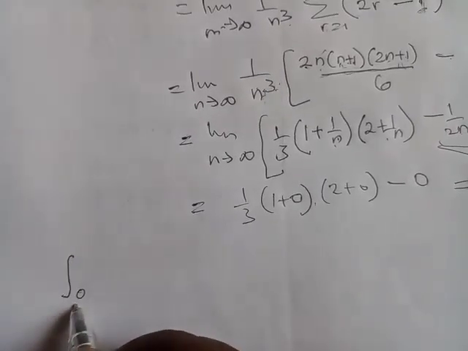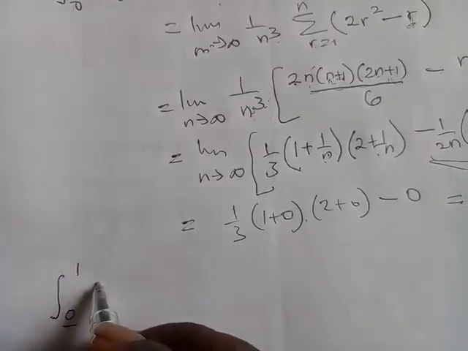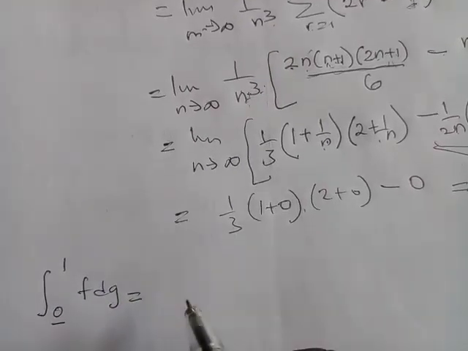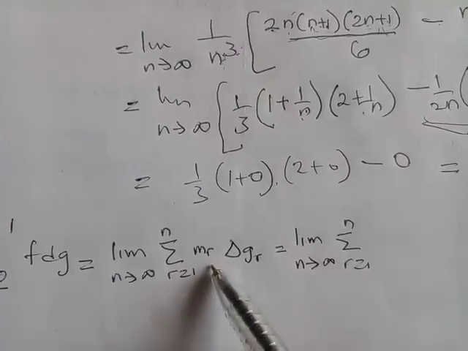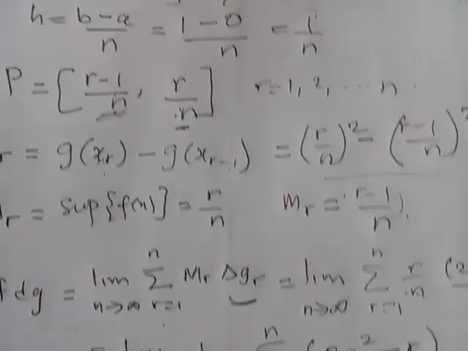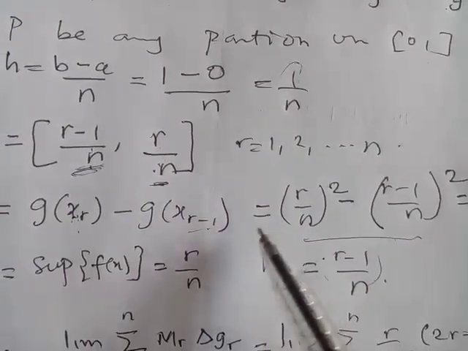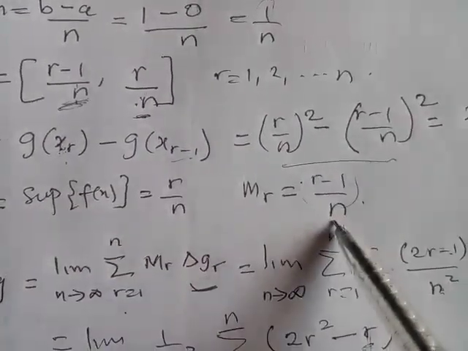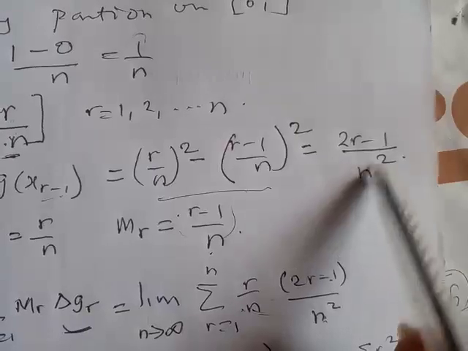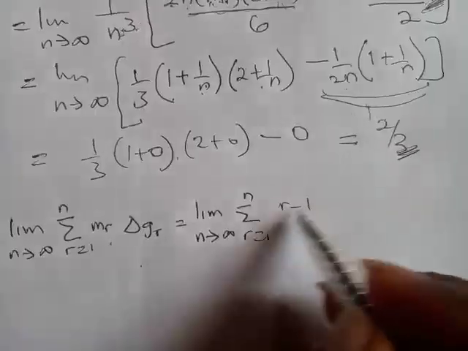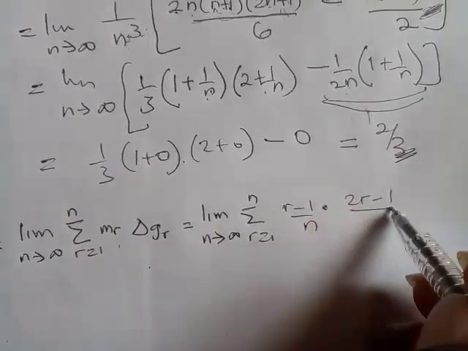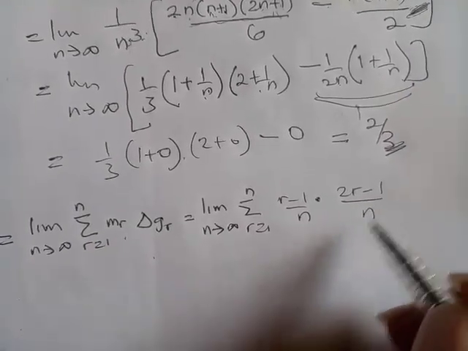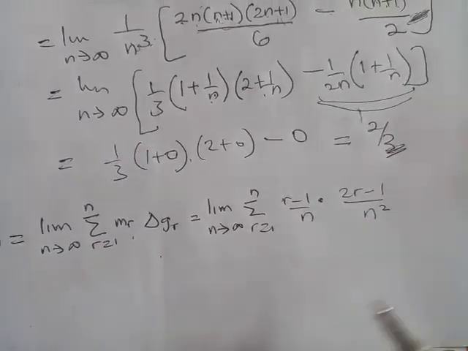For the lower Riemann Stieltjes integral, f the g. So we know that that one is this. That is the small m r. But we know that our small m r, this is it, r minus 1 over n, and this is our g, this. So this will be r minus 1 over n. We just put it there. The g is 2r minus 1 over n. So this is over n squared.